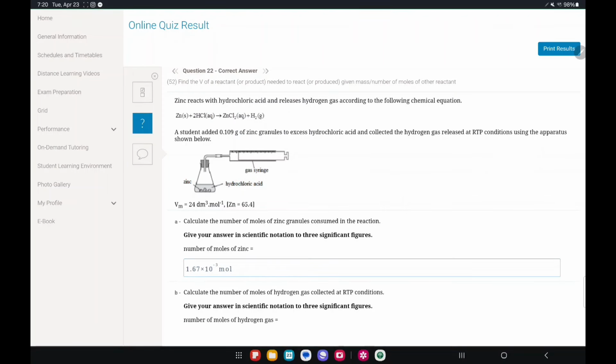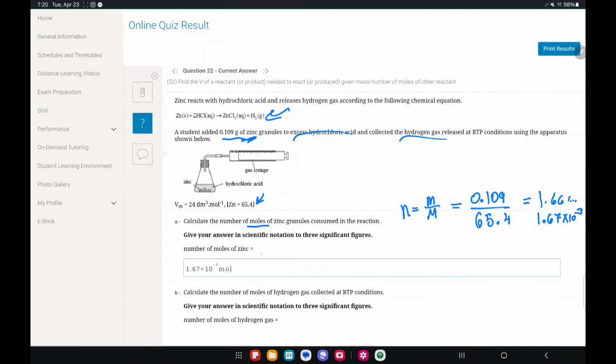Zinc reacts with HCl. You have to do R and GR here. Let's start with 0.109 grams of zinc, excess HCl, and collect the hydrogen gas. This is the equation over here. Moles of zinc: if you have the mass, n equals m over M, which is 0.109 over the molar mass of zinc, 65.4. If you divide them, you should get 1.66, and it keeps on going, so you round it to 1.67 times 10 to the minus 3.